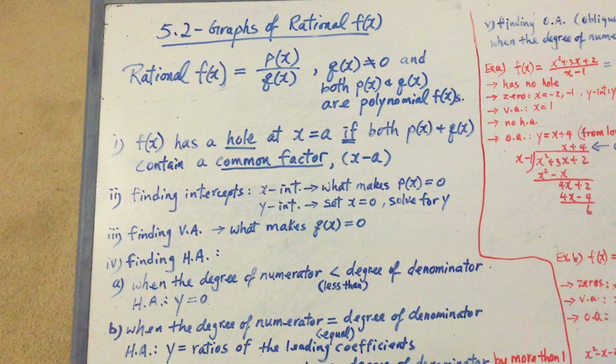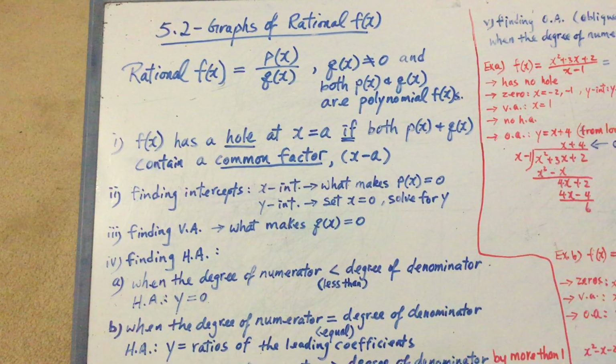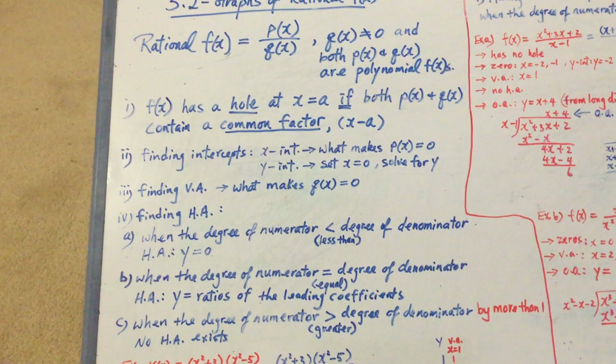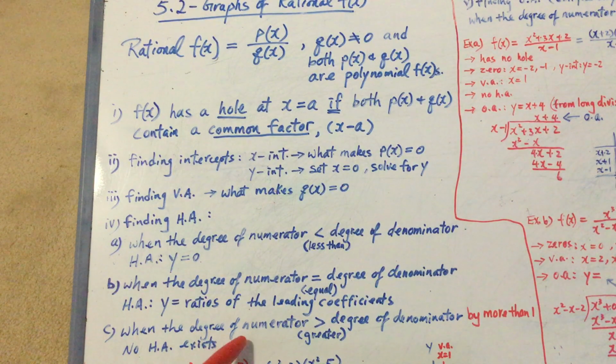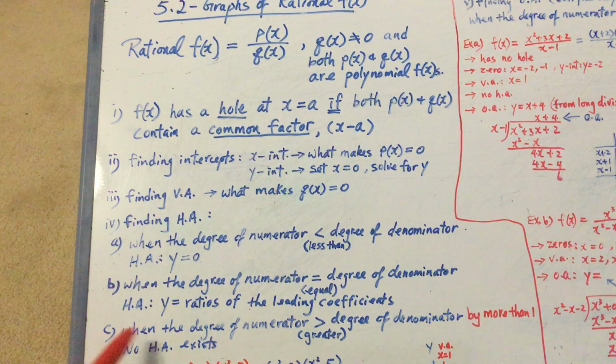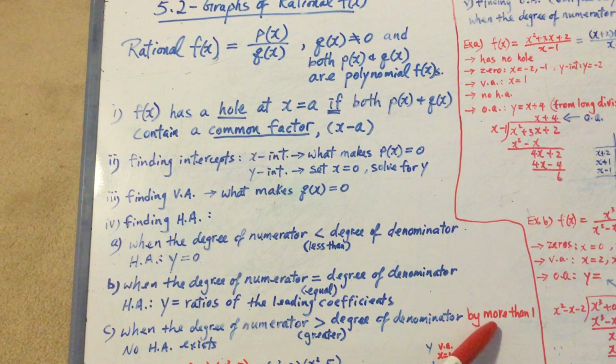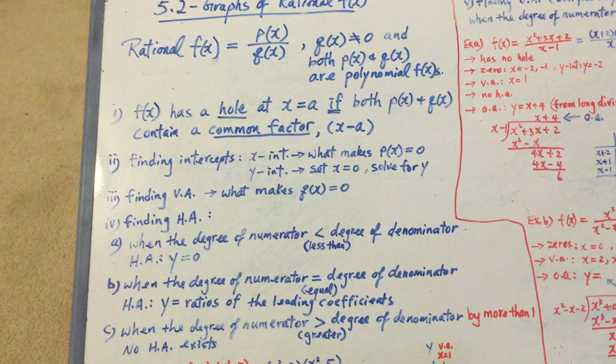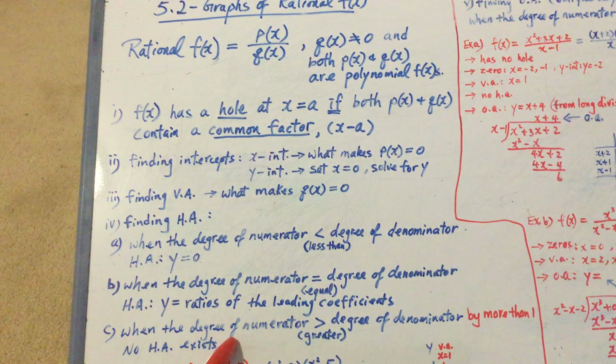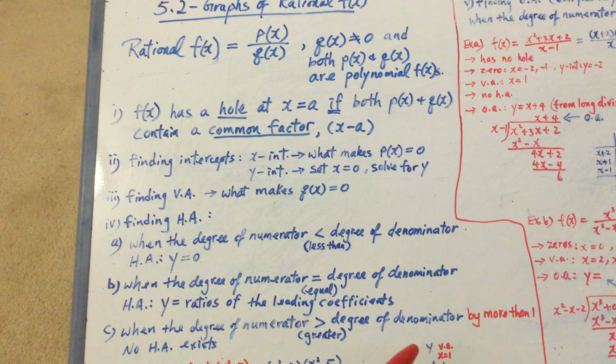Today I'm going to finish up the third subcase of the horizontal asymptotes, and this is when the degree of the numerator is greater than the degree of the denominator by more than 1. In such a case, there will not be any horizontal asymptote. By more than 1 is very important because there will be another case later, when the degree of the numerator is greater than the degree of the denominator by exactly 1. That is another case I'm going to cover today.